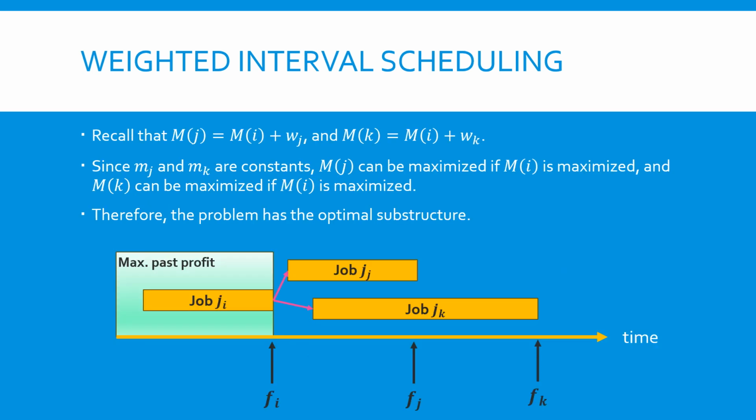Next, we will verify the optimal substructure. From our previous analysis, we know MJ equals MI plus WJ. Since the profit WJ is specified by the input and therefore a constant, MJ can be maximized if MI is maximized. Therefore, the subproblem definition indeed has the optimal substructure.